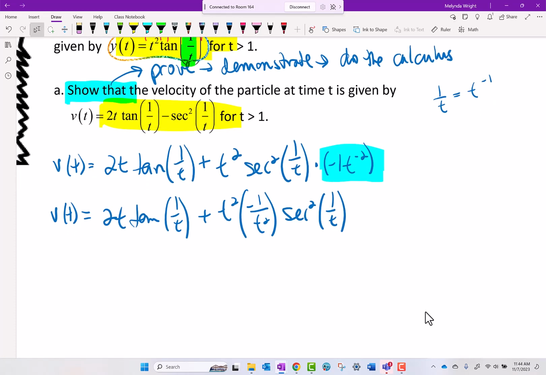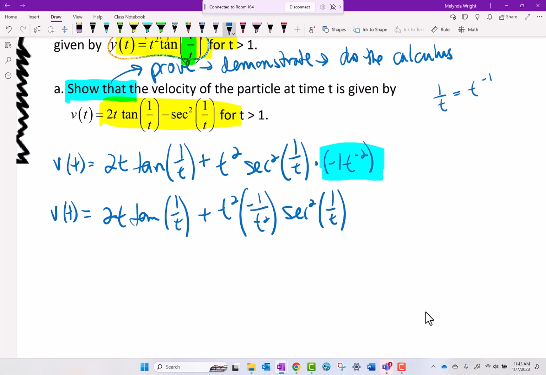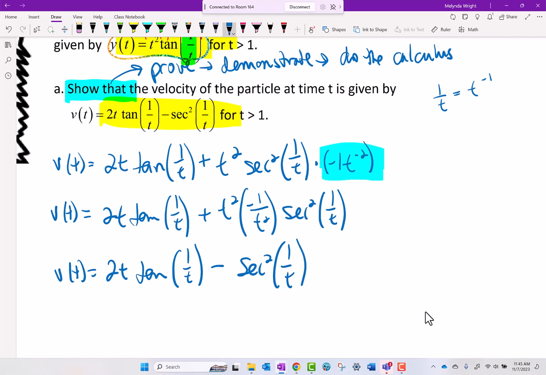Now we're doing algebra. So t squared times 1 over t squared, that's just going to give me a 1, actually technically a negative 1. So v of t is 2t tangent of 1 over t minus secant squared of 1 over t. And we're verifying those two are the same. So check. We have done part A. We demonstrated, we did the calculus that when I take the derivative of that y of t function, I do get what they said.